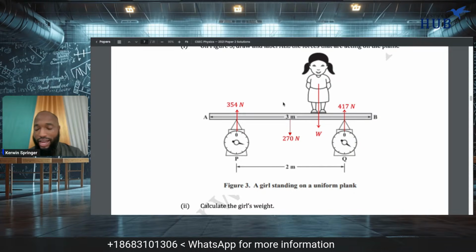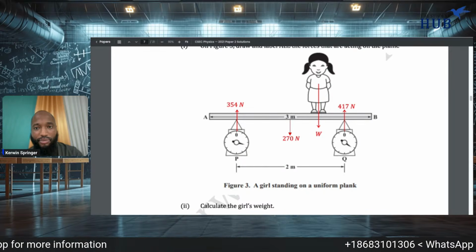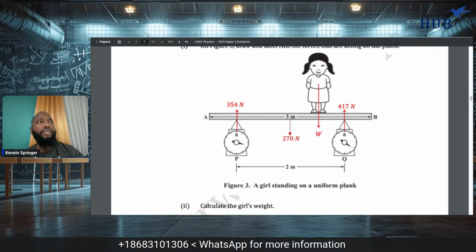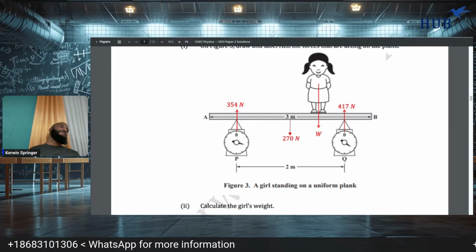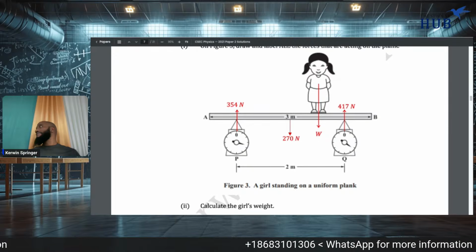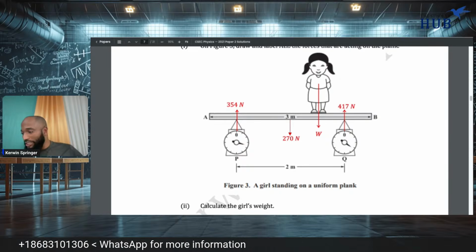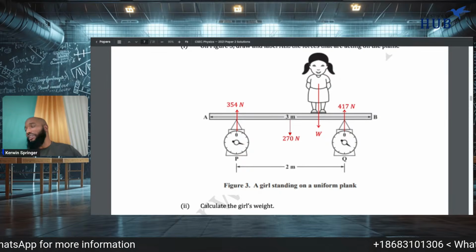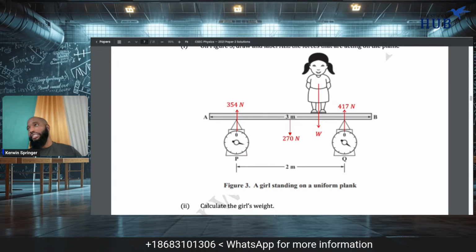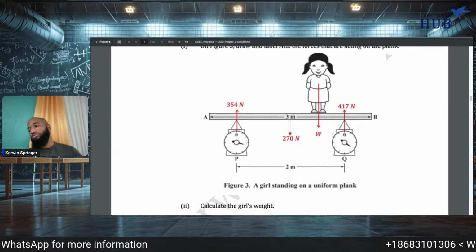All right, so we have 0.5, a lot of 0.5s in the chat, and we also have a 0.87. Malik said 0.87. We have 2.5s from Kenzie. King Edits. Jade said 0.87. Matthew, where did you get? Hasn't finished. Ariana, problems? By taking moments about Q, so you're going to ignore that 417, right? So the clockwise moments will be just the 354 by 2, right? Is equal to 270 by how much? 1.